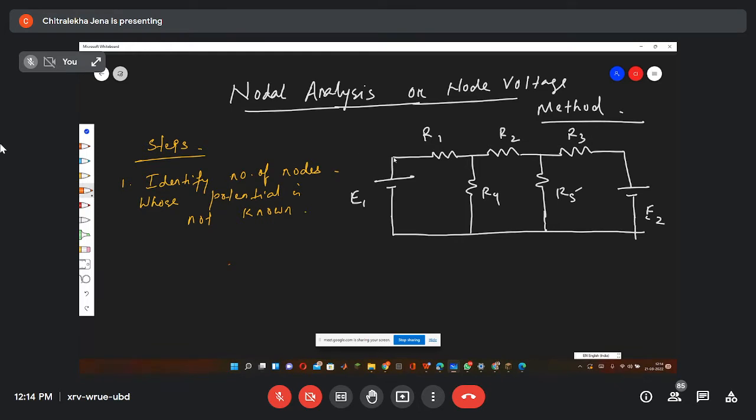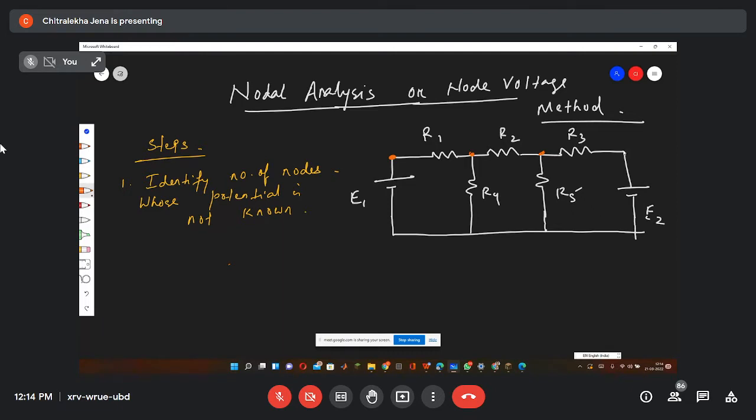So first you identify what the nodes are. What is a node? I have already told you the definition of a node. A node is a point in a circuit where 2 or more circuit elements are connected. Yes, very good. Where 3 or more circuit elements are connected, that is a junction.